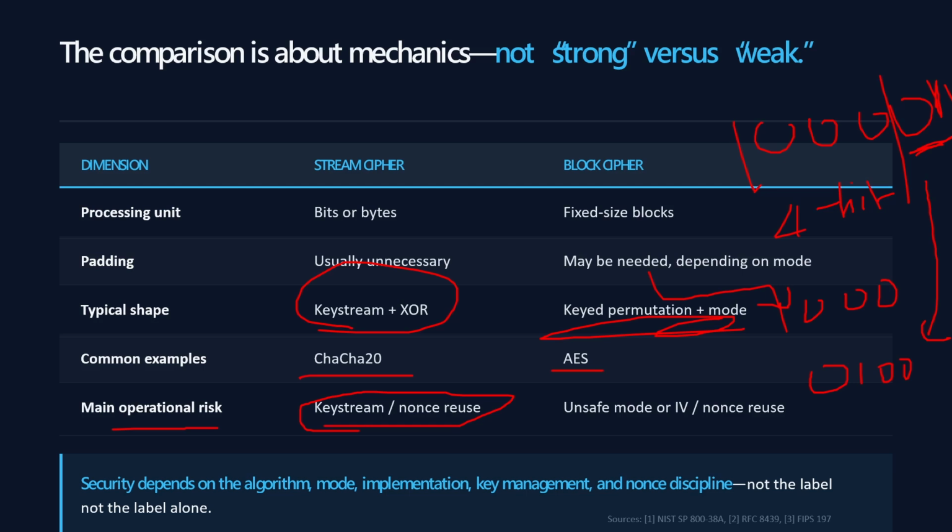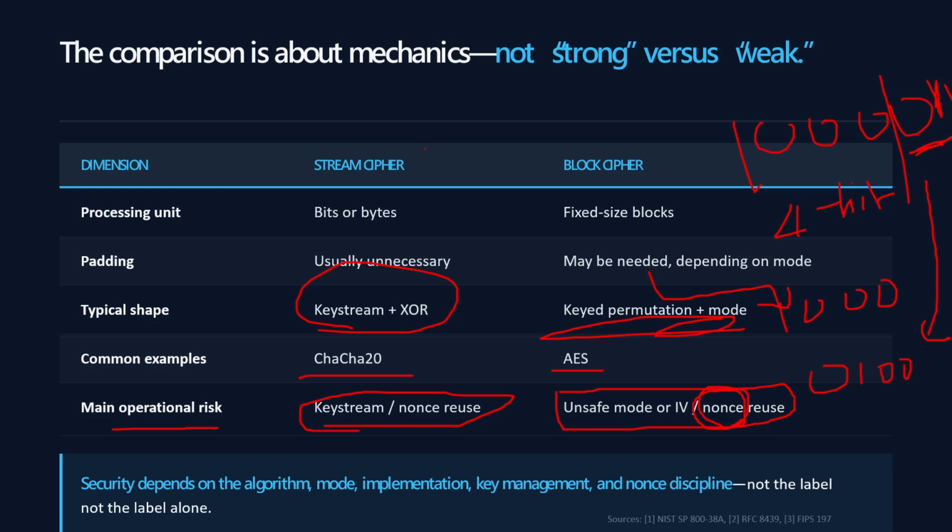We are using the same key at the sender and the receiver side for both encryption and decryption. This becomes an unsafe mode when using the initialization vector and nonce reuse. A nonce is a number used once, and we should not use the same one again and again. So the security depends on the algorithm, mode, implementation, key management, and nonce discipline, not the label alone.